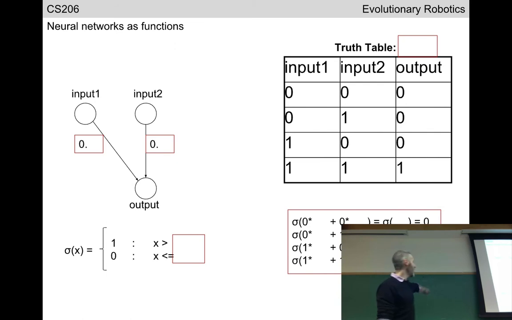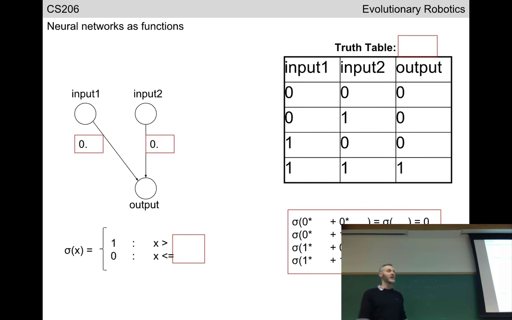0 times 0.5 is 0 plus 0 times 0.5, which is 0. 0 plus 0 is 0. 0 is less than 1, so we set our output to 0. Let's go to the second row in our truth table. 0 times 0.5 plus 1 times 0.5 is 0.5. 0.5 is still less than our threshold, so we set the output to 0. So 2 out of 2 rows are good. I won't do the third row because it's the same. Let's do the fourth row.